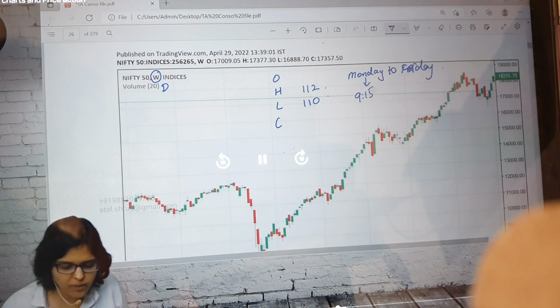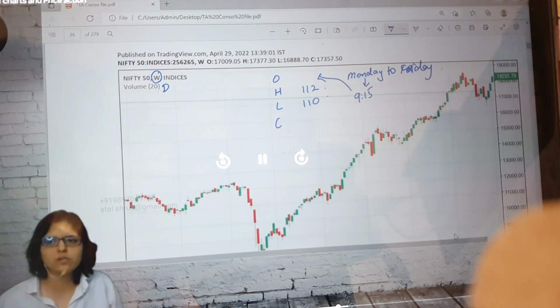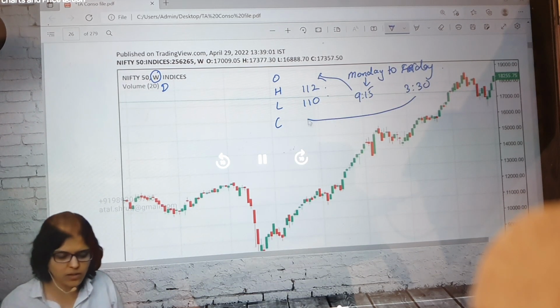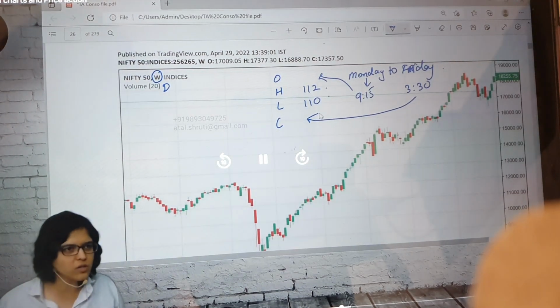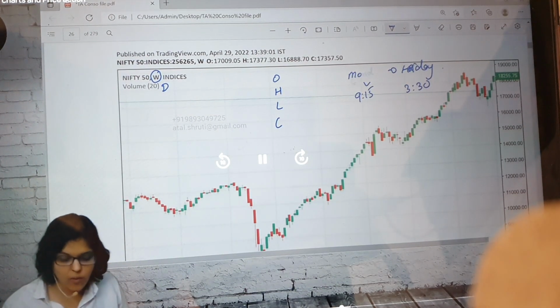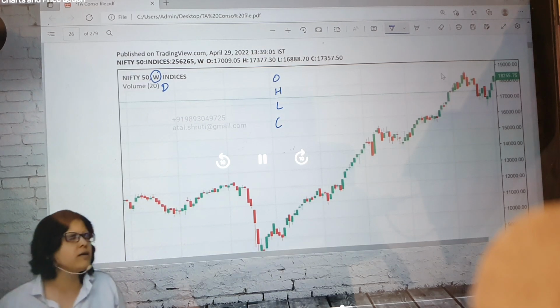Monday 9:15 opening price will come here. And what will be the closing? Friday 3:30 price will come here. That is how our weekly candle will be formed. Have you understood this also? Simple. Instead of that, now I'm giving you the example of a daily, monthly candle.